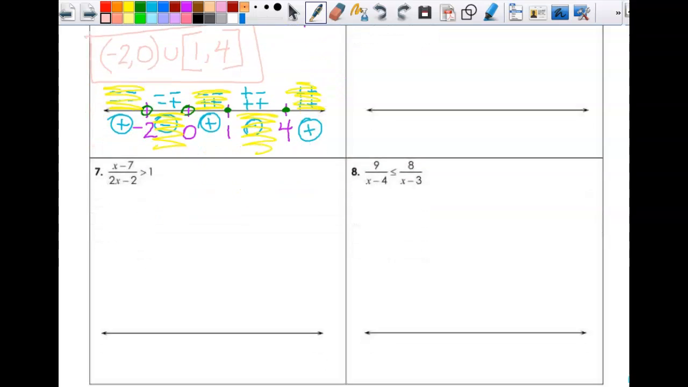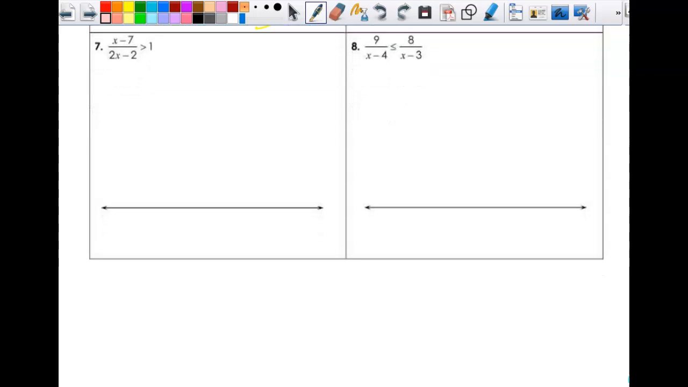Let's look at number 7. So this isn't set equal to 0. We need to do that first. So I would have x minus 7 over 2x minus 2 minus 1 is greater than 0. So is this going to become x minus 8 over 2x minus 2? Did I just get to subtract that from the numerator? I'm subtracting fractions. What do I have to have? Common denominator. So this 1 has to become 2x minus 2 over 2x minus 2, right? So my common denominator is 2x minus 2.